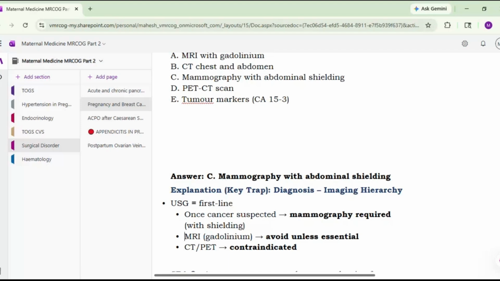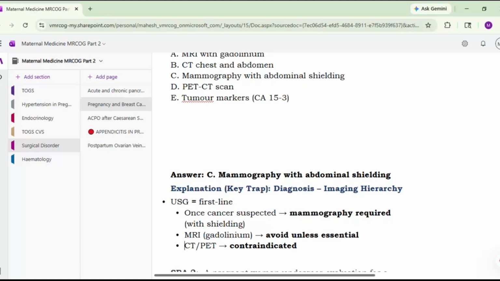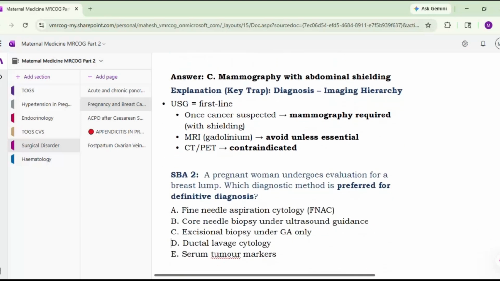Once cancer is suspected, mammography is required with shielding. MRI with gadolinium should be avoided unless essential. CT and PET are contraindicated.